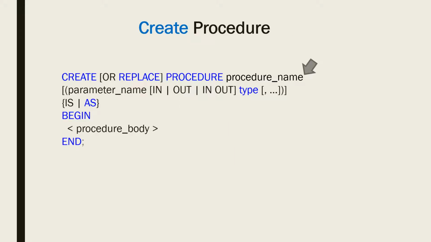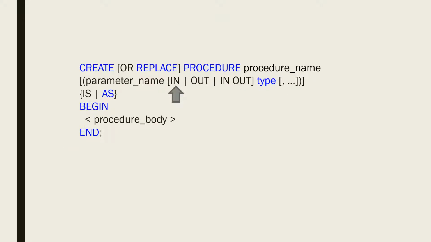A procedure is created or replaced with the create command. In this example, procedure name specifies the name of the procedure. A procedure name must not contain spaces and should not use any reserved words. IN represents the value that will be passed from outside when the procedure is called. Inside the subprogram, an IN parameter acts like a constant.